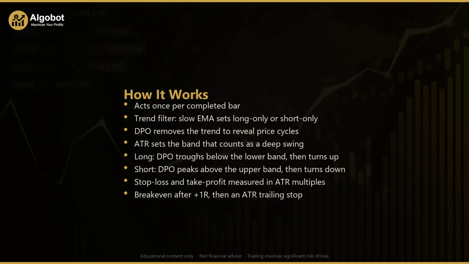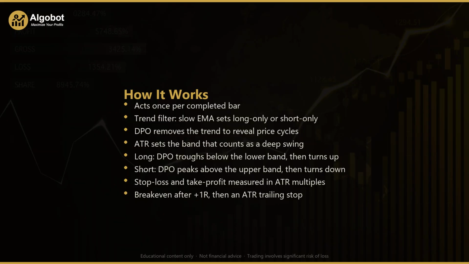Now the entries. For a long, 3 things must line up. Price is above the trend average. The previous DPO reading was at or below the lower band, marking a cyclical trough, and the current DPO reading has turned back up. When all 3 agree, the strategy signals a buy as the dip gives way to renewed strength. For a short, the mirror image applies. Price is below the trend average. The previous DPO reading was at or above the upper band, marking a cyclical peak, and the current reading has turned back down. That signals a sell as the bounce fades.